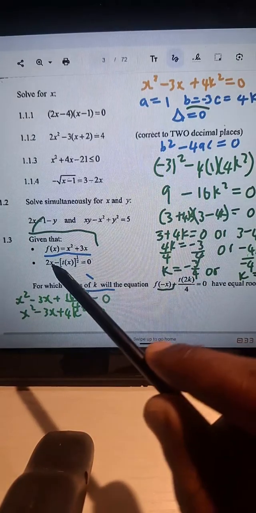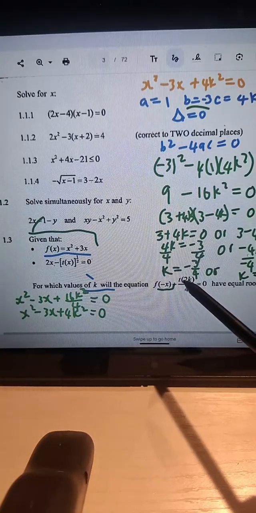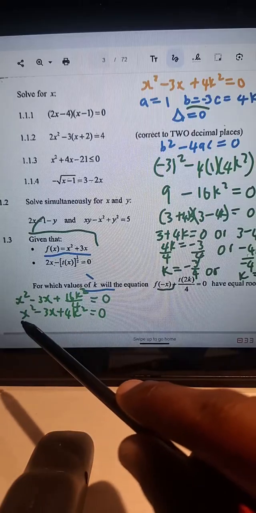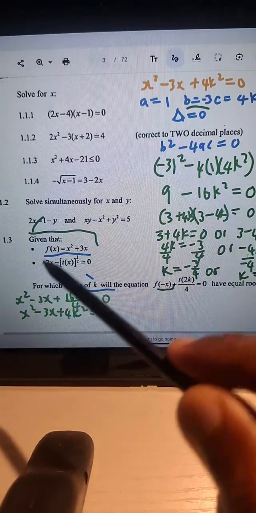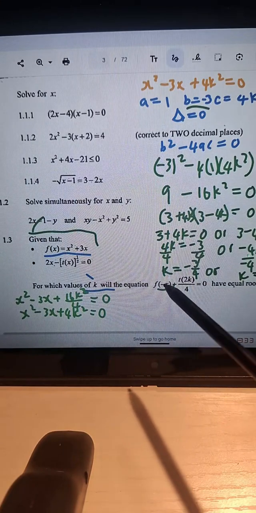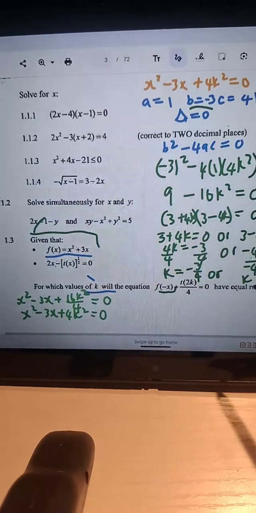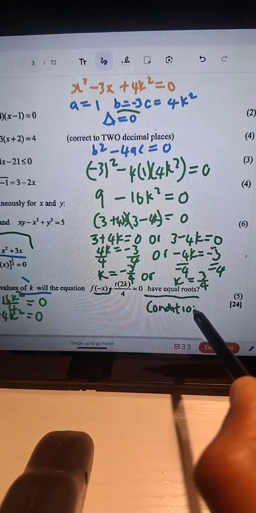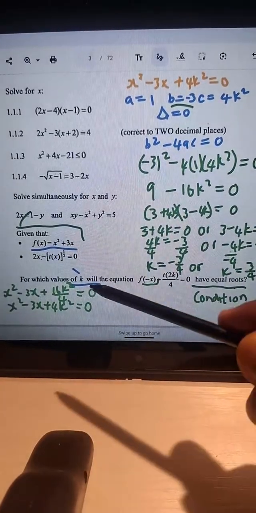When you substituted t of 2k in this equation, you got 16k squared for the numerator, but then you divide it by 4. Hence, 16 divided by 4 gives you 4, so you have 4k squared. This is the equation in standard form that we are going to be using so that we can answer for which values of k will the equation f of negative x plus t of 2k over 4 equal to 0 have equal roots. So it's important we understand the condition of the discriminant in order to solve for the values of k.